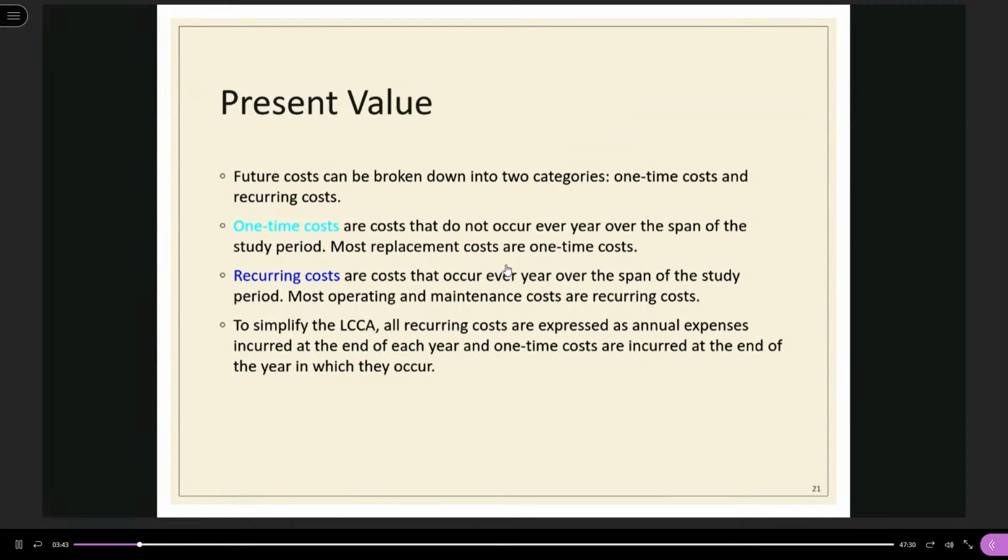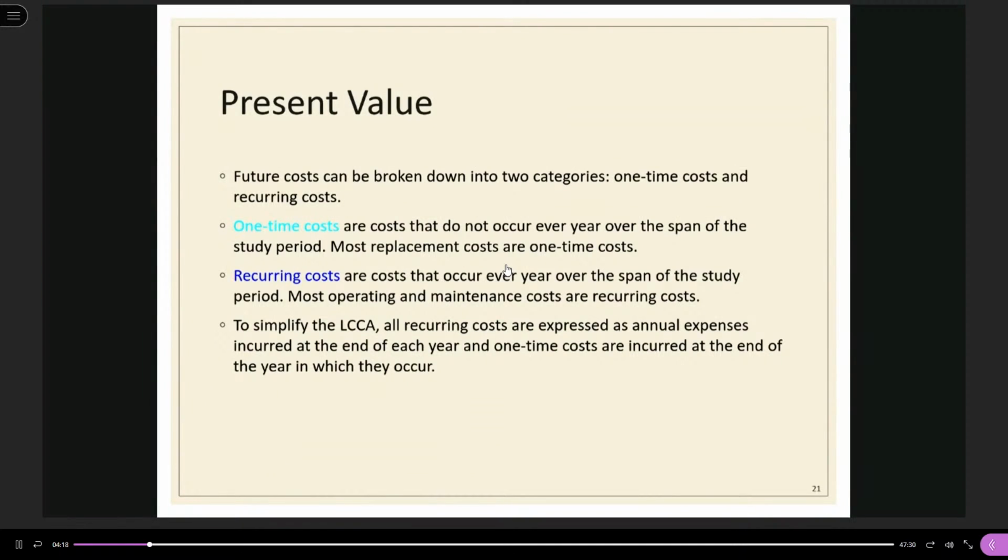Okay, future costs can be broken down into two categories: one-time costs and recurring costs. One-time costs are the costs that do not occur every year over the span of the study period. Maybe it just happened in the 5th year of the building operation, or maybe just in the 2nd year. So they occur once or occur several times, but not repetitively.